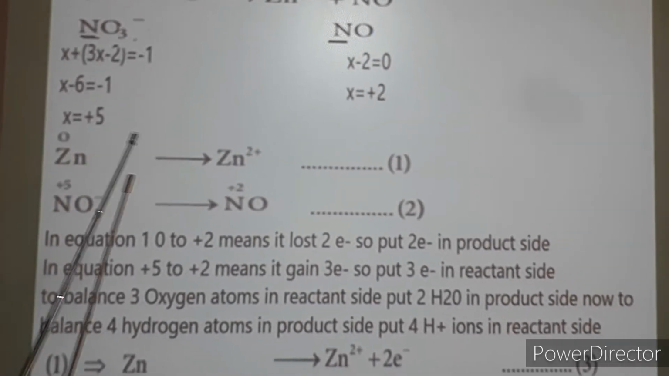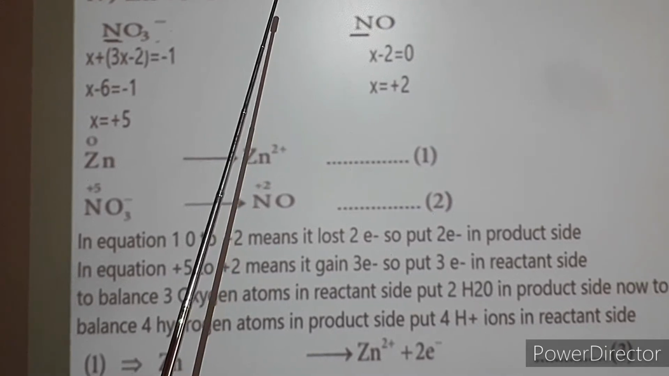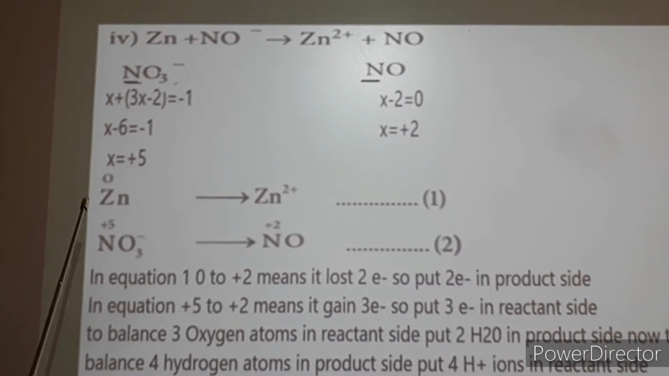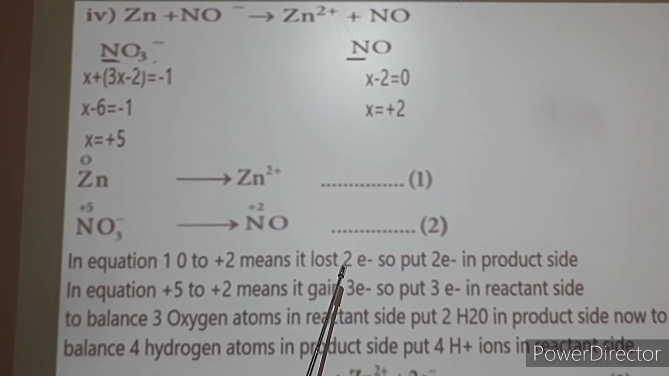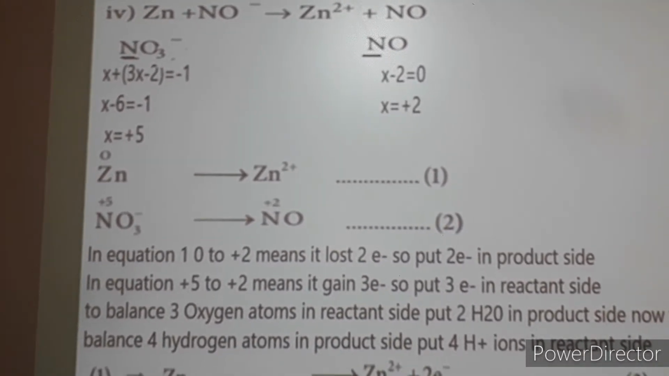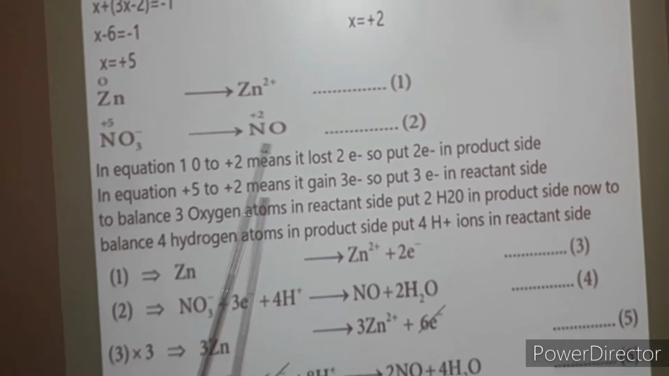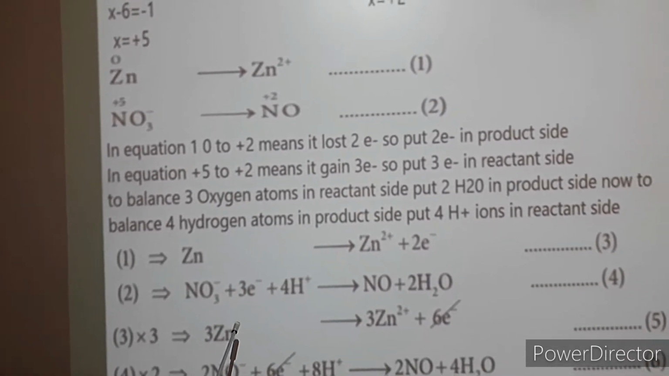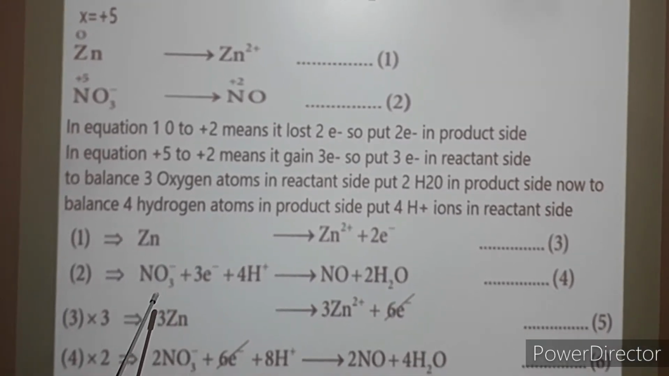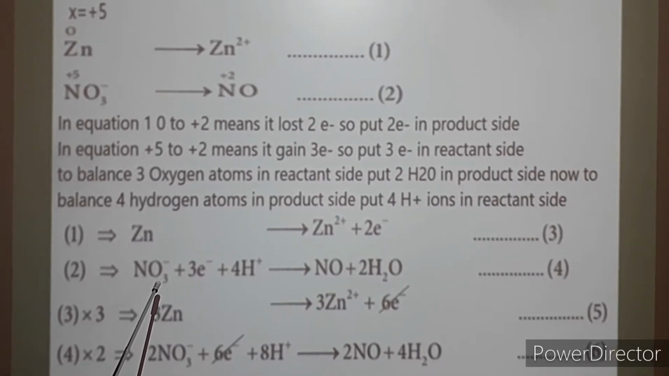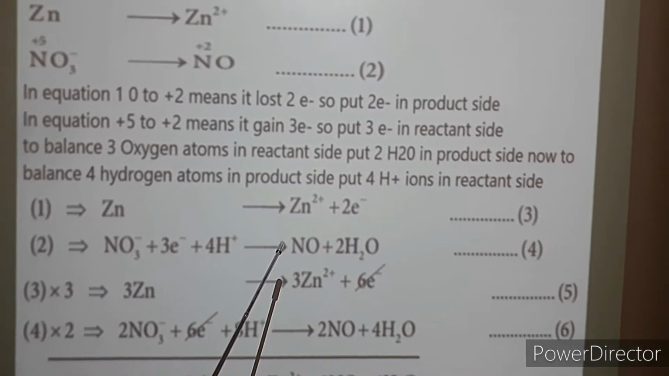After applying the oxidation numbers, the Zn is in element state, so put 0 here, and zinc 2 plus is already given in the problem. So we get zinc 0 to 2 plus, which means there is 2 electrons lost, so I indicate the 2 electrons here. And plus 5 to plus 2 means it gains 3 electrons, so 3 electrons we have to write in the reactant side. It is the fourth equation. In this equation you see how many oxygens are present? 3 oxygens, and 1 oxygen is in the product side. So we need 2 more oxygens.